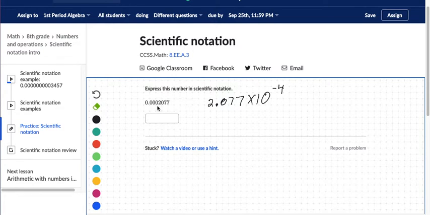So when we do this, we want to say, okay, where do I want my decimal to be? I want it to be right here. And where is it currently? It is up here. How many spots do I have to move to get it to where I want it? Okay, that's what we're looking at.